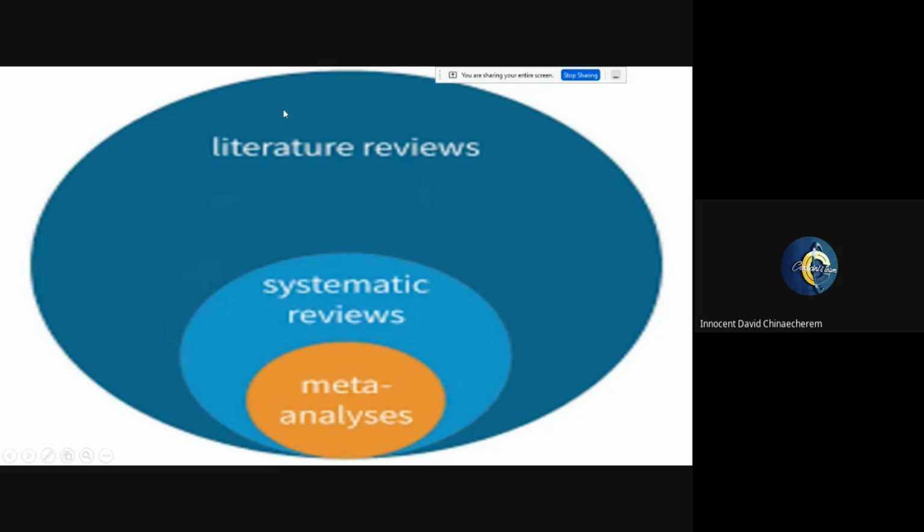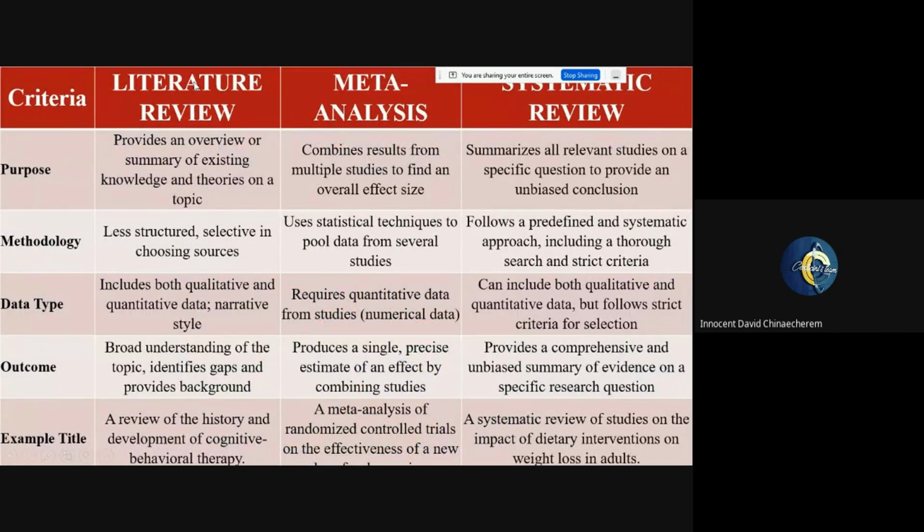So we expect that literature review is the family tree. It begets systematic reviews, and systematic reviews, not all systematic reviews lead to what? Meta-analysis. In short, in systematic reviews, when the outcomes are heterogeneous, you can't perform a meta-analysis. But when the outcomes are homogeneous, you can do a meta-analysis. We're going to explain that in the future, when we'll be doing our meta-analysis, we'll get to understand that. Then we differentiated a systematic review, the meta-analysis and literature review using the purpose, methodology, data type, outcome, and also gave an example using a topic.